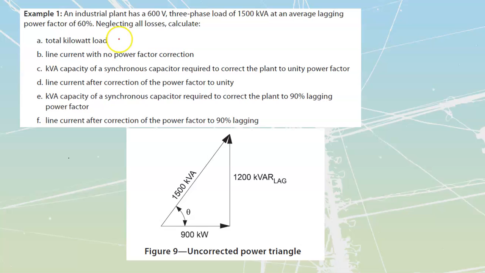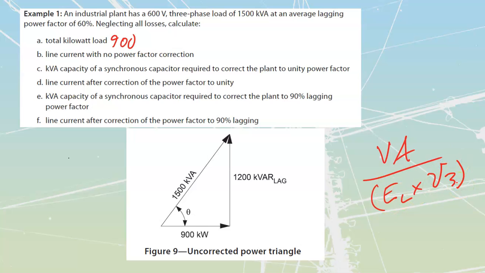So we've got our total kilowatt load right now. It's 900 watts. And ultimately, we are still going to have 900 watts no matter how we go on power factor correction. A little bit of power factor correction, a lot of power factor correction. The one thing that never changes is going to be my watts. Line current initially is going to be found by me taking my VA and dividing it by my E line times root 3. So I'm just going to do that to figure that out, 1500 VA.